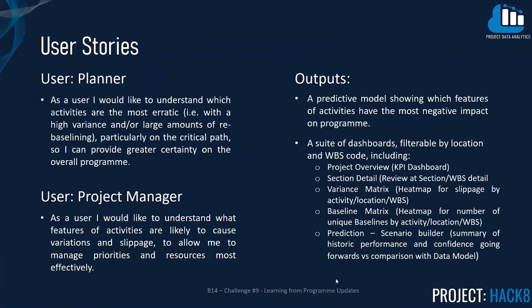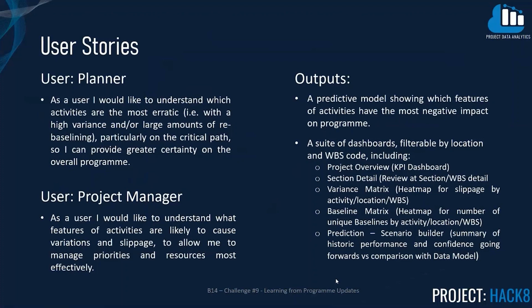To begin with, we've formed two user stories. The first is a project planner who would like to understand which activities in the programme are the most erratic, i.e. where are the problems. The second is a scheme project manager who'd like to understand which features are likely to cause variation and slippage, i.e. what is causing the problems.